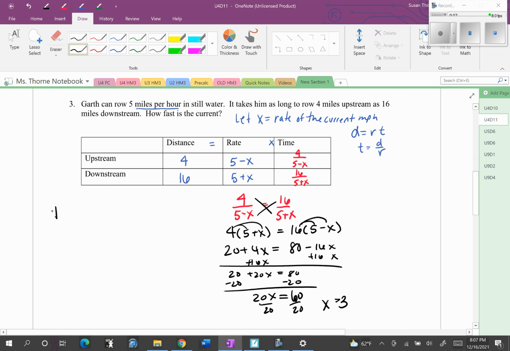So that means the rate of the current is 3 miles per hour.